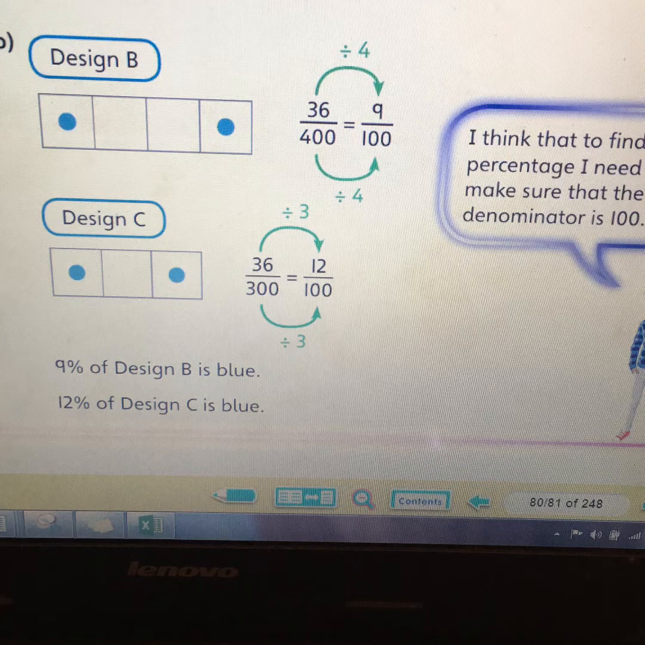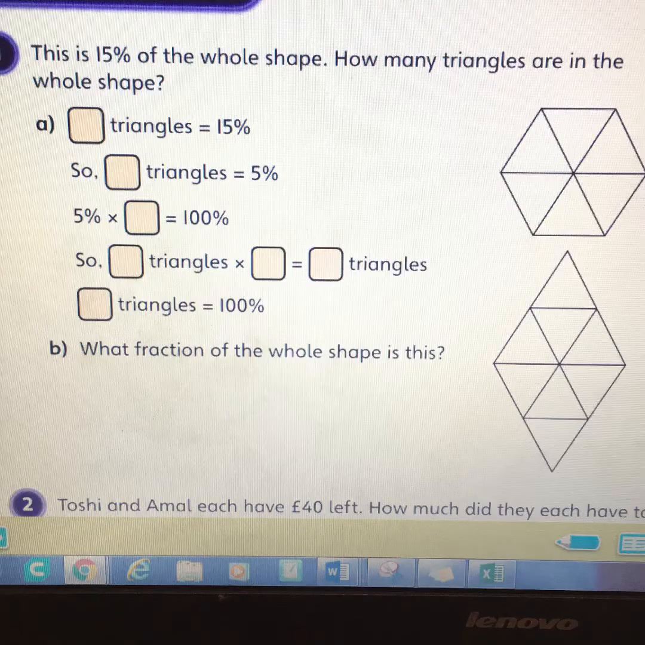It'd be 9%. If I then look at design C, again, we've still got 36 parts blue because there's 2 blue circles, but this time it's only out of 300. So I've got 36 over 300, simplify it by dividing by 3, and I've got 12 out of 100. So as a percentage, what would that be? 12%. Well done.